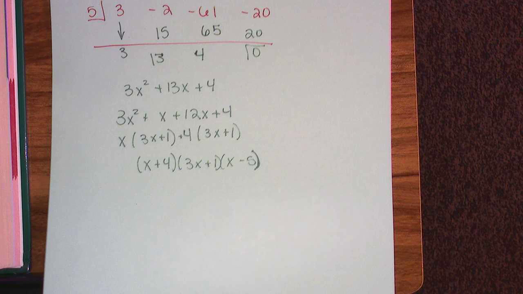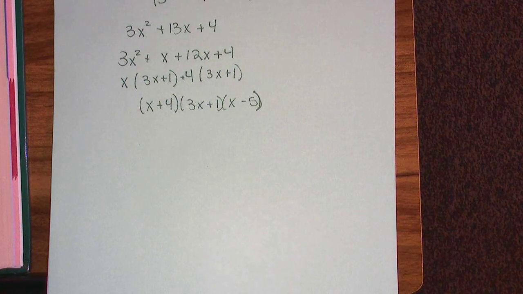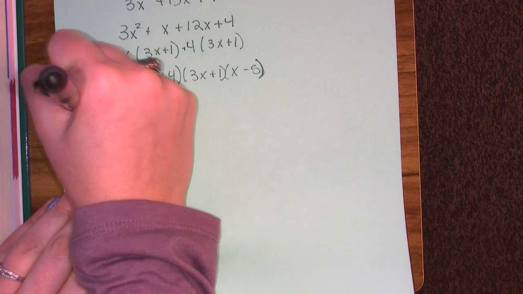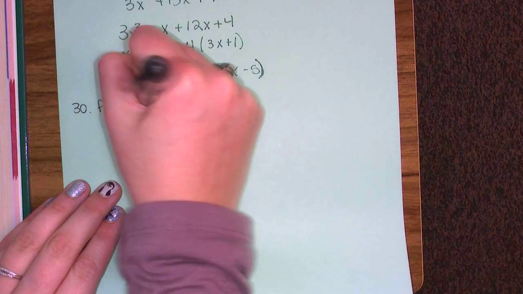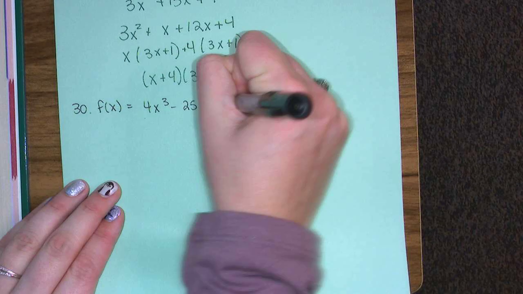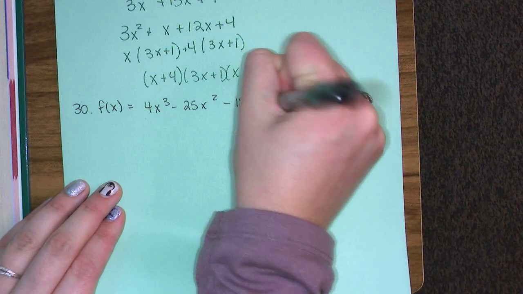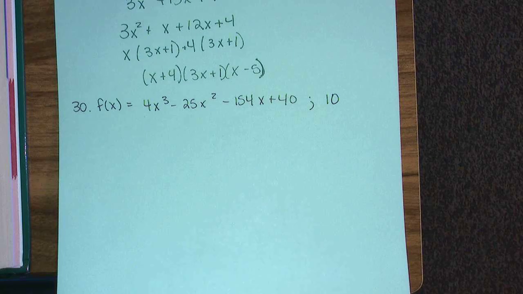Alright, so the last thing, okay, it says given a polynomial function f and a 0 of f, find the other zeros. So a problem looks like this. Okay, f of x is equal to 4x cubed minus 25x squared minus 154x plus 40. And it's told us that their 0 is 10.